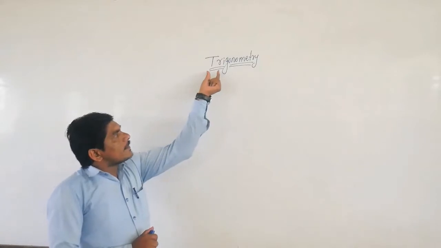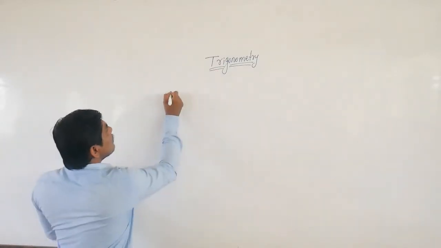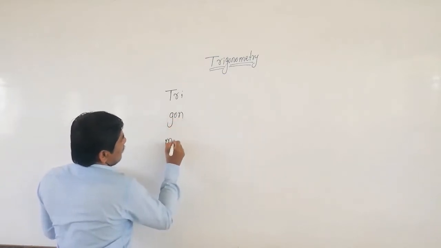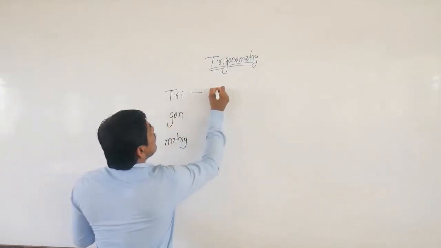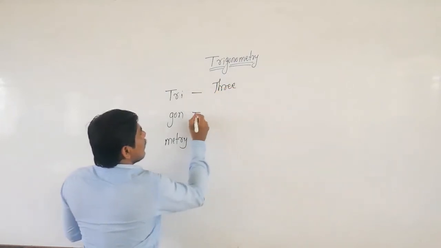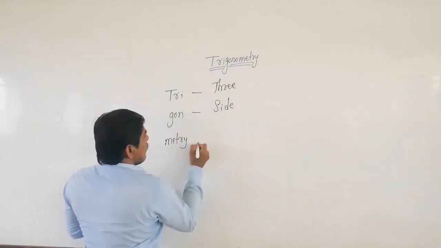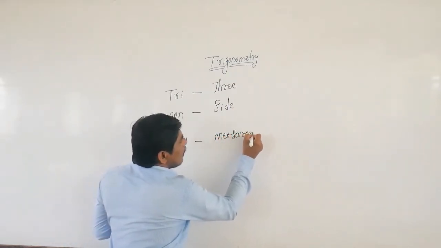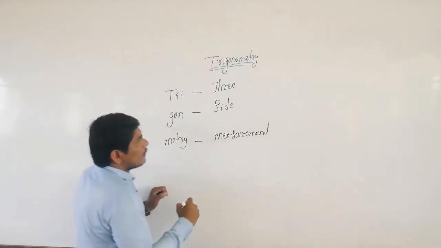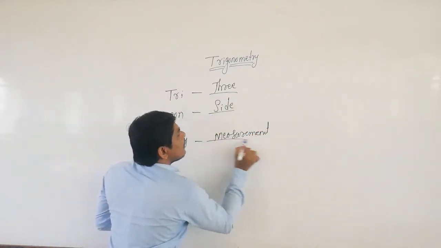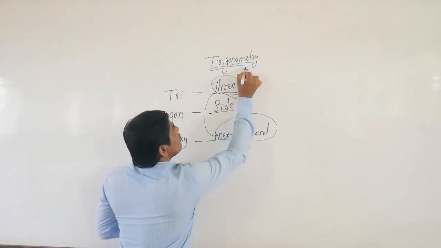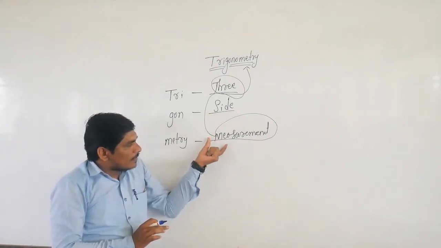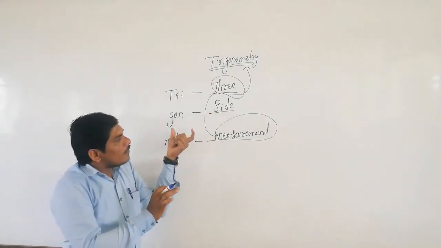Here, tri, gon, and metry. Tri means three. Gon means side. And metry means measurement. It means the measurement of three sides is called trigonometry. Now, three sides are formed in which type of polygon?